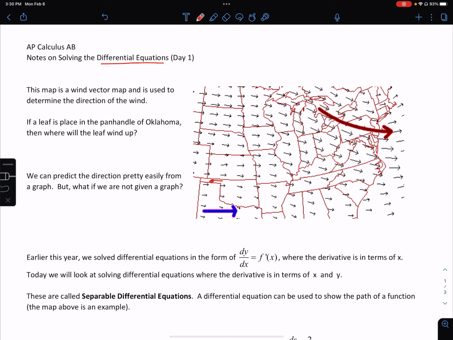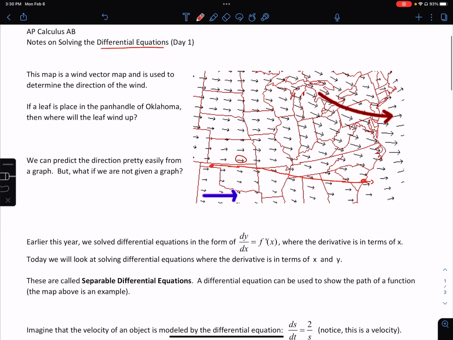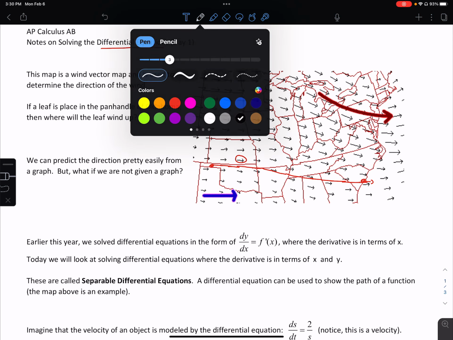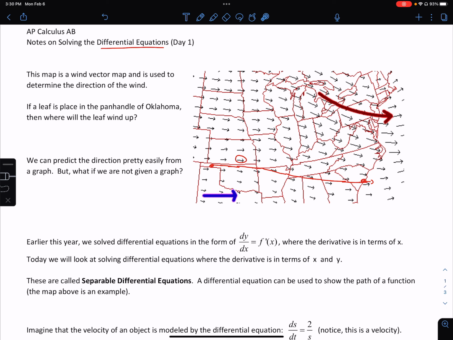So we were able to use our arrows on a vector field to predict about where this will end up. And it looks like somewhere out in South Carolina before it enters into the Atlantic Ocean. And this is what we call a slope field. Now, a slope field is very good at predicting where we will wind up.